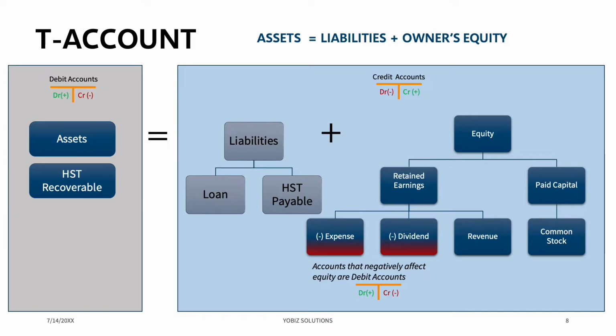And the same goes for the equity. All the equity accounts will be credit accounts as well, except the one that's shown in red, which means any account under the equity that reduces the value of the equity.